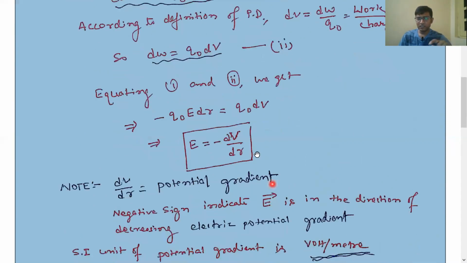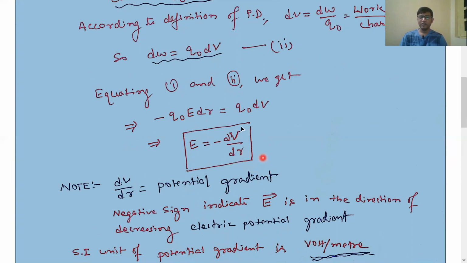So what does this term dV by dr actually represent? It is better known as potential gradient, or you can say it is the drop of the potential with distance. Here a negative sign is coming, so it signifies that the electric field E is in the direction in which the potential is decreasing.